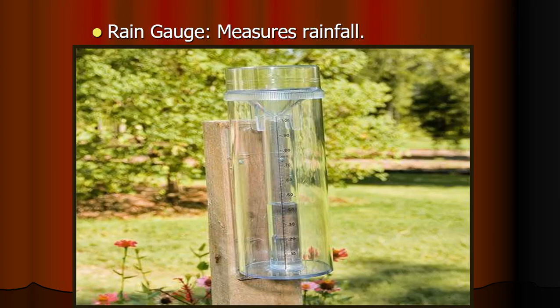The next one is a rain gauge. Rain gauges measure rainfall, and if you're going to have an official weather station at your house, like when you see on the news the temperature at particular people's houses, you have to have an official National Weather Service rain gauge in order to report the weather.